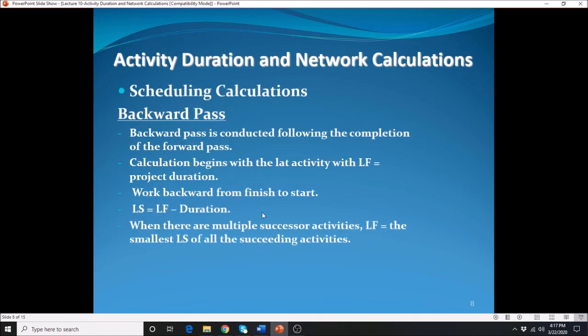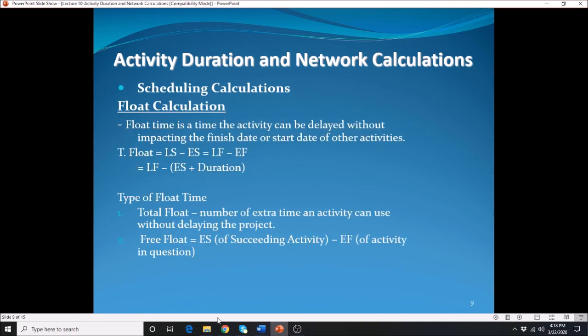Now for the backward pass, you can only perform the backward pass after you have completed the forward pass. You don't calculate those at the same time. You need to calculate one at a time, moving forward, and then going backward for your calculations. And I'm going to show you how you're going to calculate them later on.